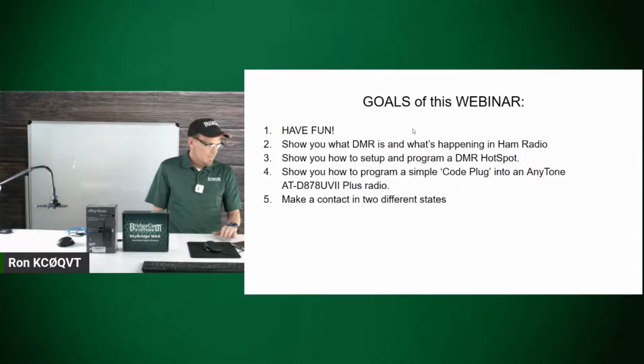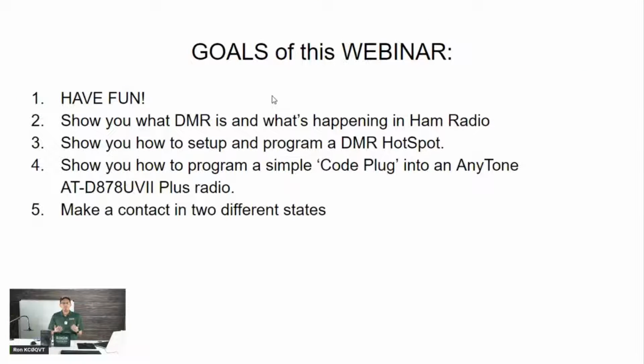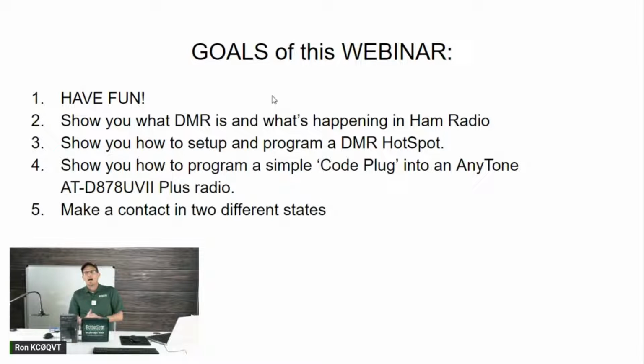So the goals of this webinar is we're just going to have some fun. I'm going to take about 35-40 minutes of your morning and show you guys how quickly we can get on the air with a radio and a hotspot. Showing you what's going on with DMR and ham radio. I'm going to show you how to set up a DMR hotspot, how to program your code plug into an 878UVII Plus. And you might be wondering, well, what's a code plug? Well, I'm going to get into that. And then I want to demonstrate the products here that I have by making effort to make a contact in a couple of different states. So we're going to put this stuff to the test.